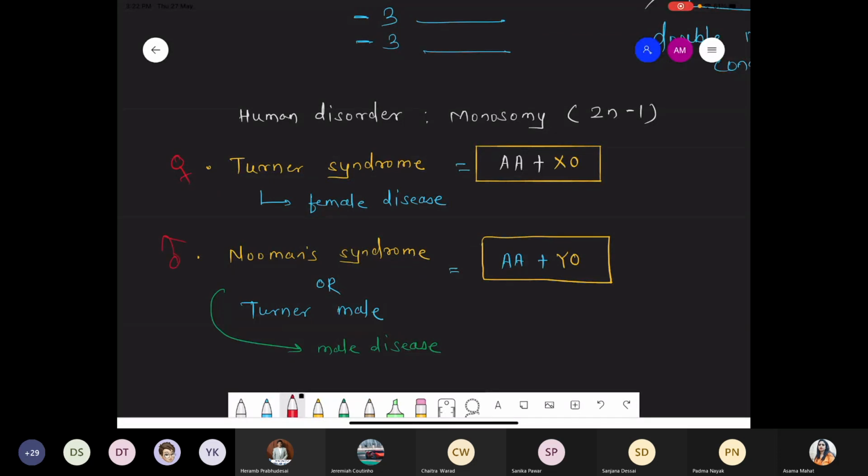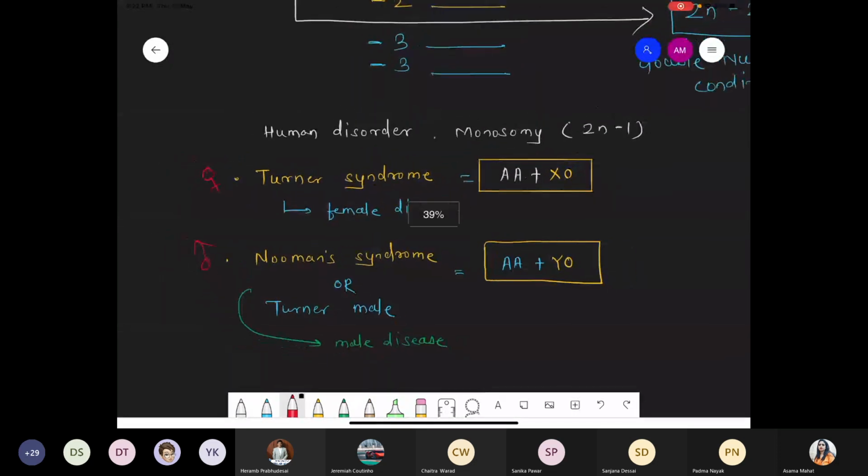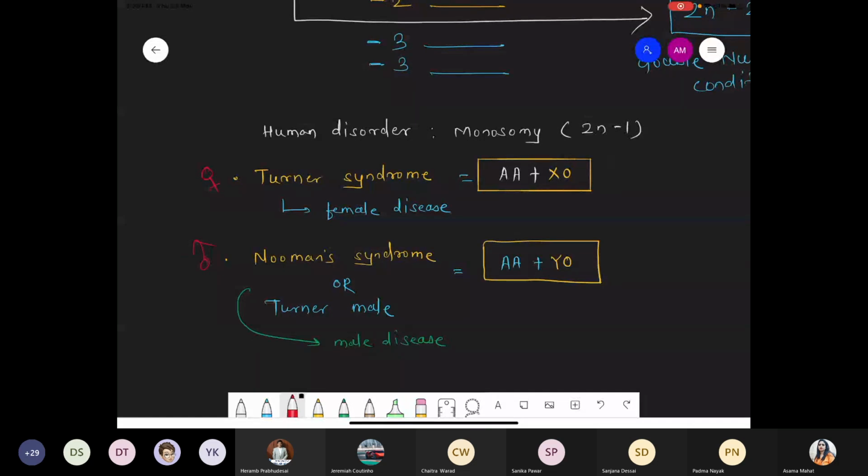And when we talk about Klinefelter syndrome, morphologically the person is a male, but some female characters also get developed. Got it? Mostly questions come on Down syndrome, Klinefelter syndrome, and Turner syndrome. These are the very basic questions from hyperploidy and hypoploidy.